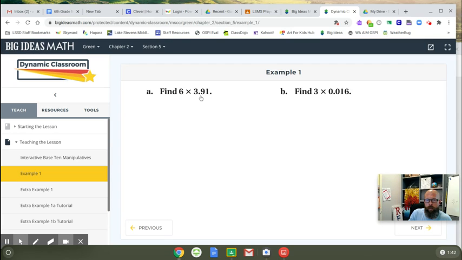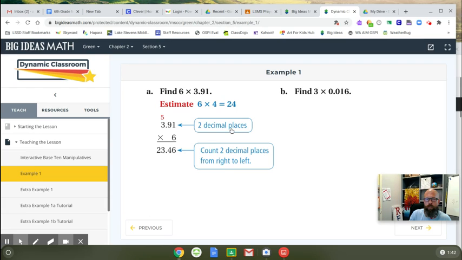6 times 3.91, or 3 and 91 hundredths. If you estimate, your answer should be somewhere around 6 times 4, which is 24. So we know we'll be close if it's something like 24. Notice how when you write it, you don't have to line up any decimal places like you do when you add and subtract. You just line it up like you would normal multiplication, as if there was no decimal, and then you multiply. So there's 2 decimal places here and none here.